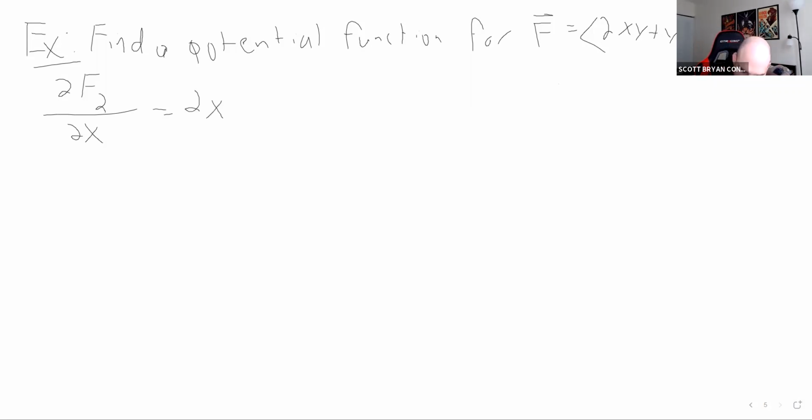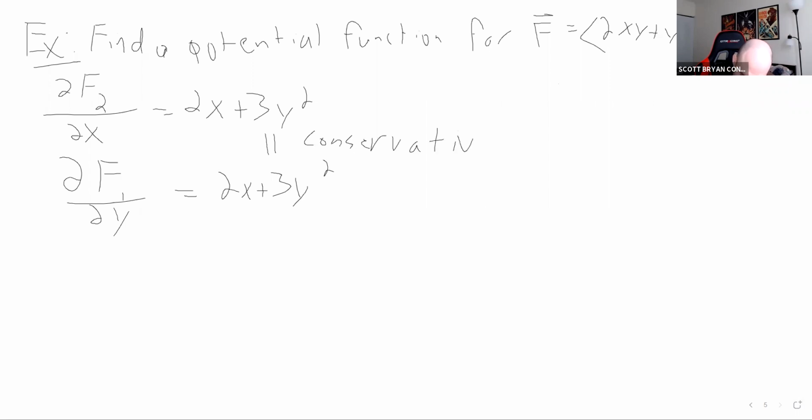plus 3y squared. When we take the partial of the first component with respect to y, we get 2x plus 3y squared. So we've shown that it is indeed conservative. So it's going to have a potential function. So let's find that potential function.